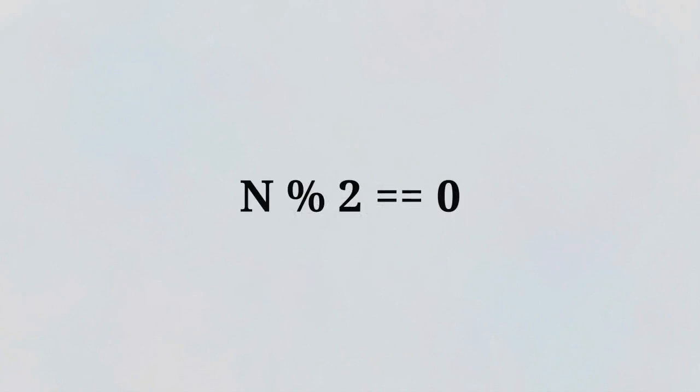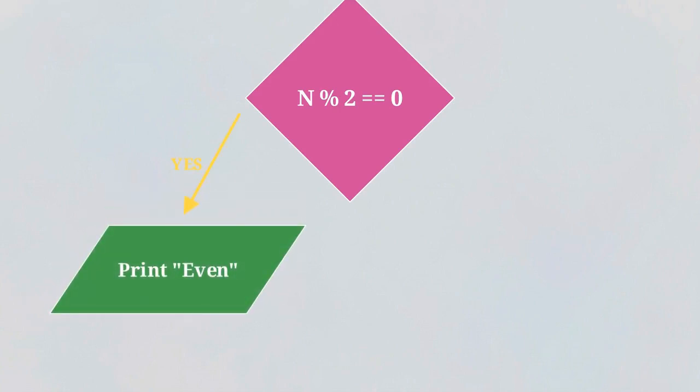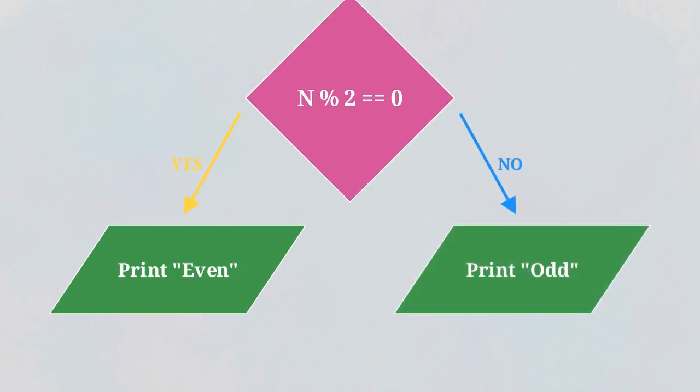Notice the double equal sign. In programming, a single equals assigns a value to a variable. A double equals is a Boolean equivalence check. It is asking if the statement is true or false. If the check evaluates to true, meaning the remainder is 0, the algorithm branches down a path that outputs an even result. If the statement is false, the remainder is not 0. The execution branches down an entirely separate path to output odd.